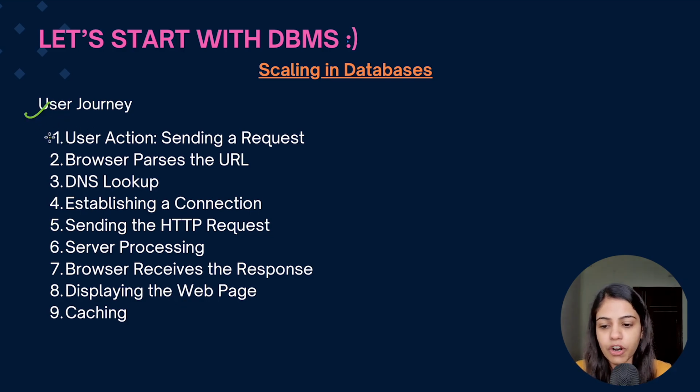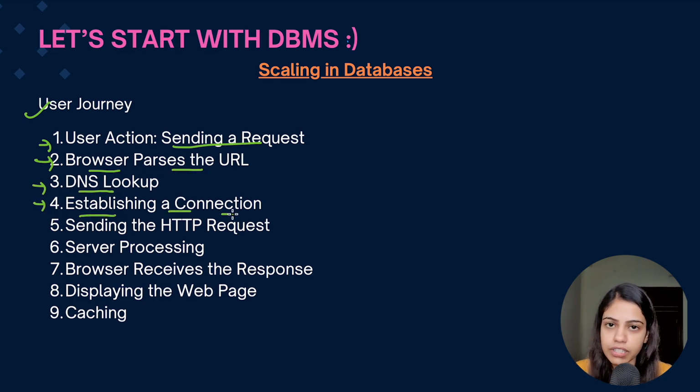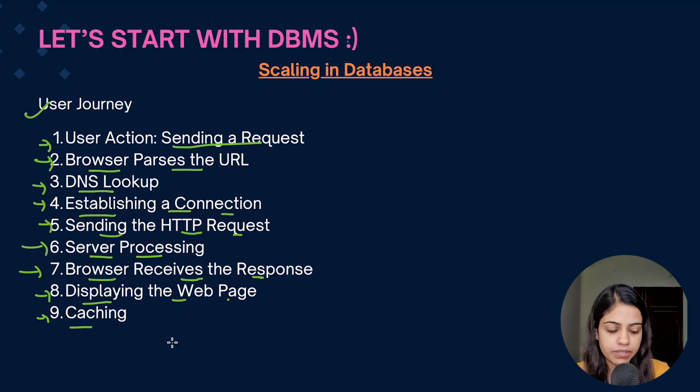Now in the user journey, what happened? First was the user action, sending a request. Second was the browser parses the URL. Third was a DNS lookup to get the IP address. Fourth was establishing a connection with the server. Fifth was sending the HTTP request to the server. Sixth was the server processing the request. Seventh was the browser receives the response. Eighth was displaying the web page. And ninth was caching the data. So in this way the user journey happens.